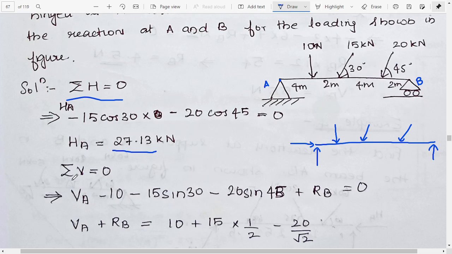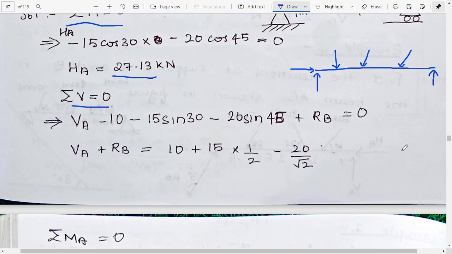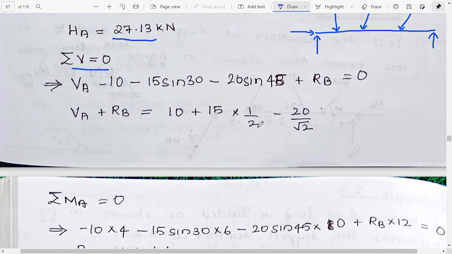Similarly, we can do summation of V is equal to 0. So we have VA minus 10 minus 15 sin 30 minus 20 sin 45 plus RB is equal to 0. From that we'll get the value of VA plus RB.